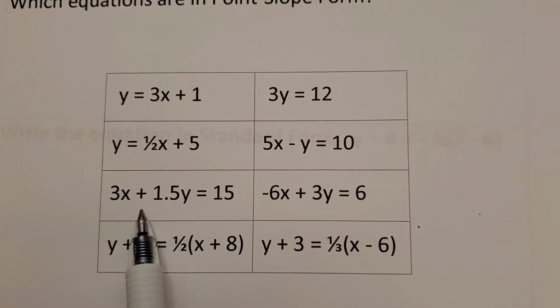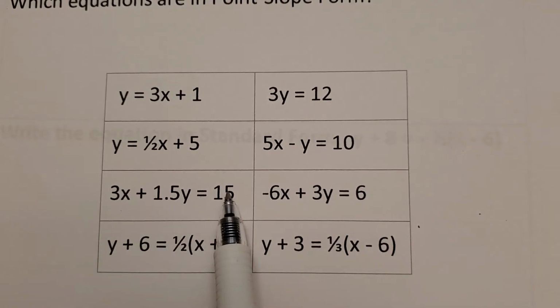So standard form, is this in standard form? Well, it kind of looks like it is, right? There's an x, a y, and then a constant. But the reason why this is not in standard form is because of that decimal. The definition of standard form says that a, b, and c must be integers. 1.5 is not an integer. It's a rational number, but not an integer. So that is not in standard form.